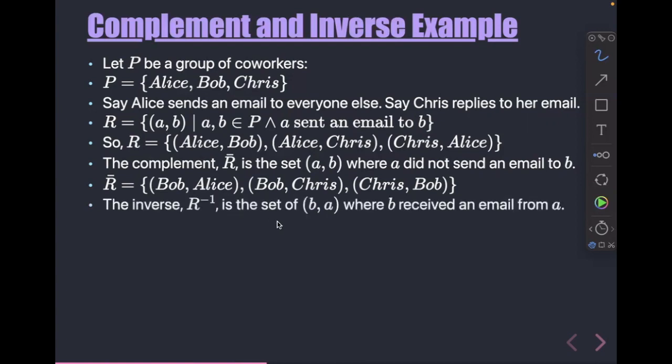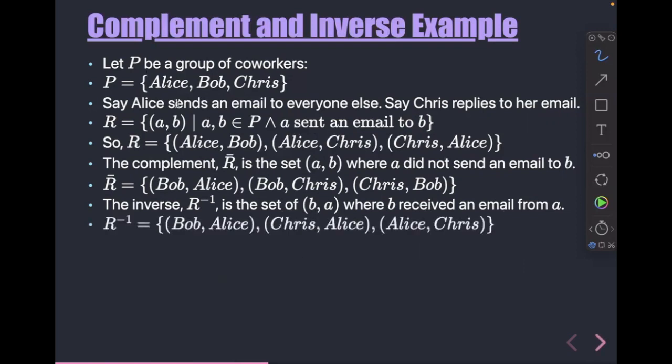And the inverse is the set BA where B received an email from A. Same thing as A sent an email to B, right? We're assuming our email works, and if you send the email, it makes it through. So you could say B received an email from A, or you could still say A emailed B, but it's the set BA now. So it's literally just this set, but flipped. You're thinking about it more in terms of who received the email from whom, instead of who sent the email to whom.